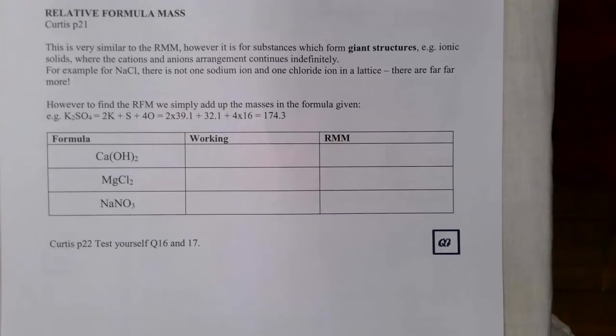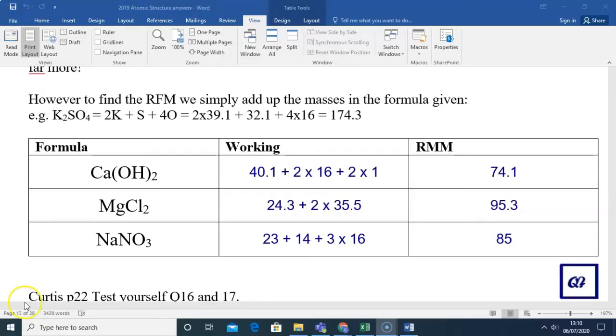We can also use this to work out the relative formula mass for giant structures. So here I don't have a fixed number of species because I've got a giant lattice, but I can still work out the mass of 1 mole of it by looking at the ratio of the ions. So there we have the formula mass for calcium hydroxide, magnesium chloride and sodium nitrate. And you can see there the workings out and giving you the RMM, 74.1 grams per mole and so on. So you're going to practice a lot more of these when you look at moles.